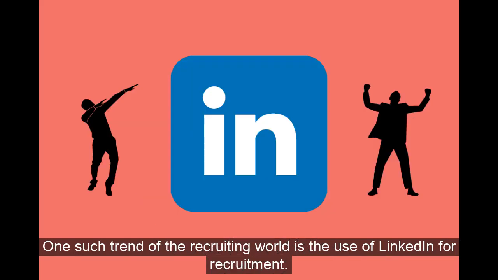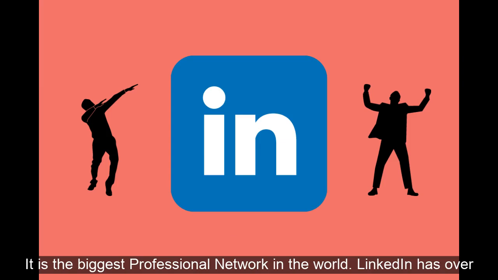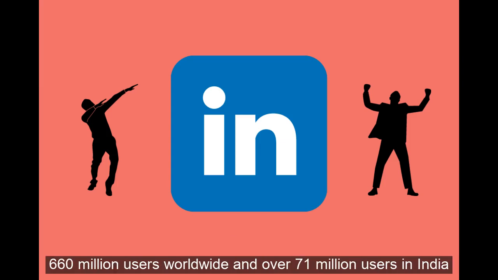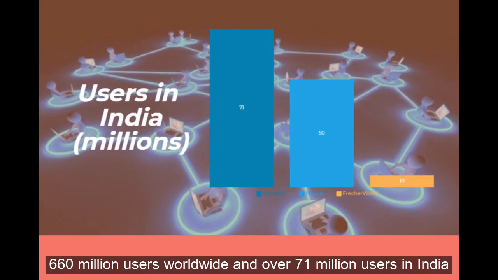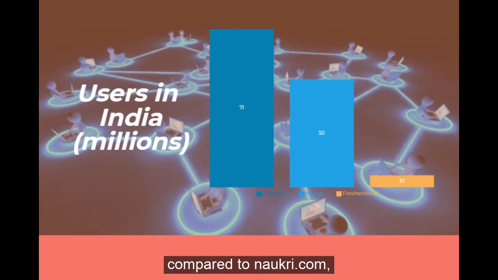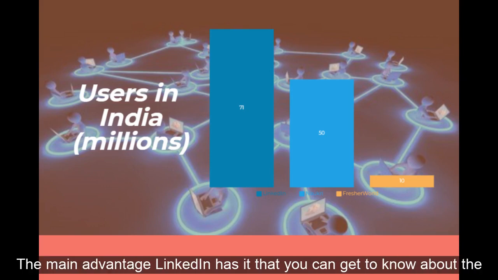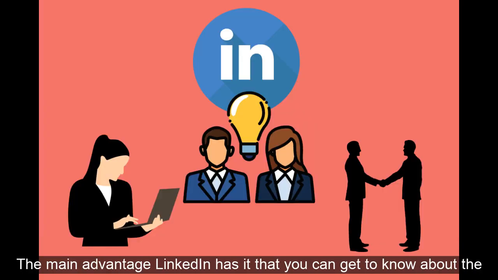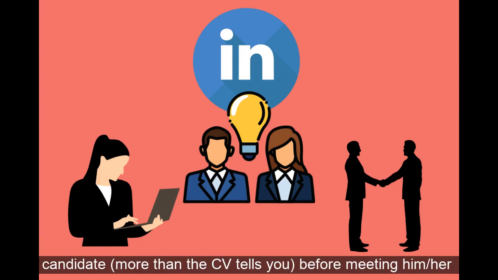One such trend of the recruiting world is the use of LinkedIn for recruitment. It is the biggest professional network in the world. LinkedIn has over 660 million users worldwide, and over 71 million users in India, compared to Naukri.com, which has around 50 million users. The main advantage LinkedIn has is that you can get to know about the candidate, more than the CV tells you, before meeting him or her.